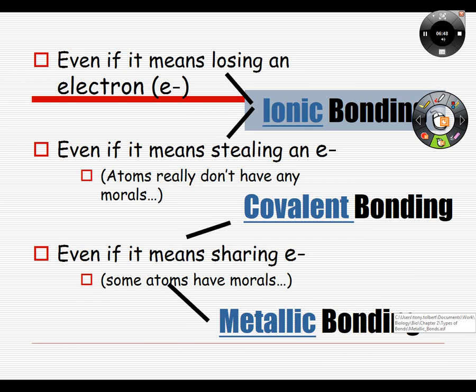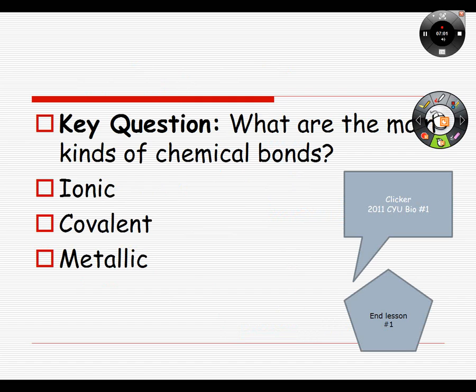Ionic bonding is when electrons are moved around, either given or taken. That's an ionic bond. Covalent bonds are bonds where electrons are shared. Metallic bonds are also shared in swarms as well. This is the end of this particular lesson.